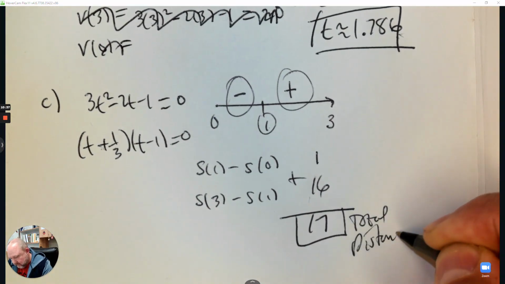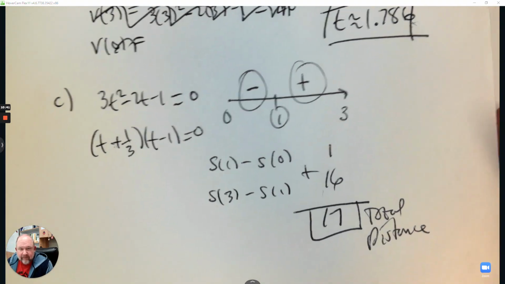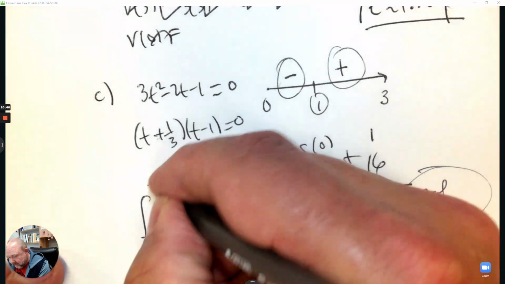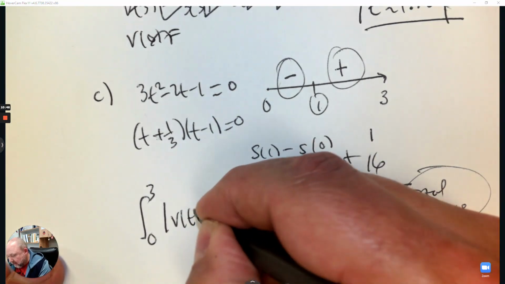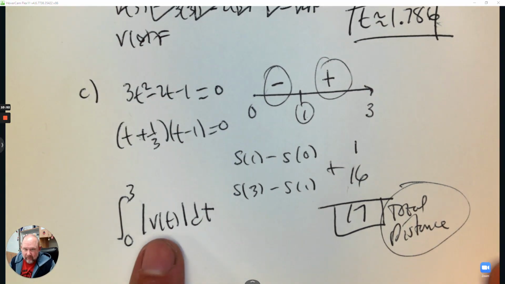Here's another way we could have done it. Another definition of total distance is to integrate from 0 to 3 the absolute value of the velocity. So if I can remember that total distance is the integral of the absolute value of the velocity from 0 to 3, I could have done it in one step.